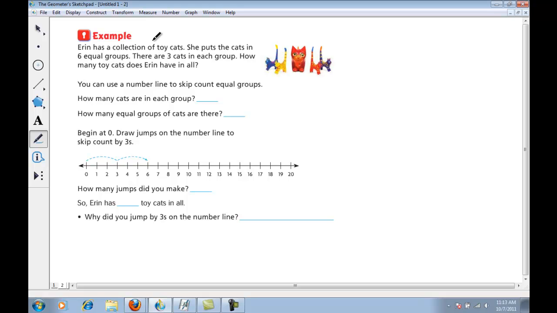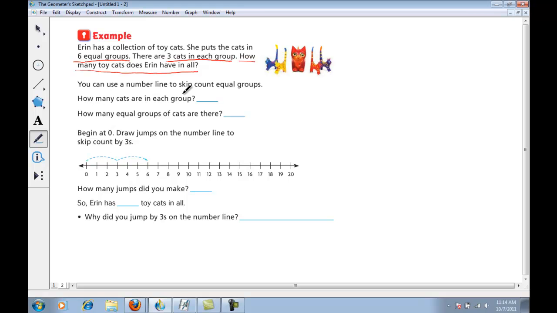Erin has a collection of toy cats. She puts the cats in 6 equal groups. There are 3 cats in each group. How many cats does Erin have in all? So we want to count how many cats she has all together. We know that she has 6 equal groups with 3 in each group. Now, in the last example, we looked at how we can draw a picture to show this. In this example, I'm going to show you how you can use a number line to skip count equal groups.